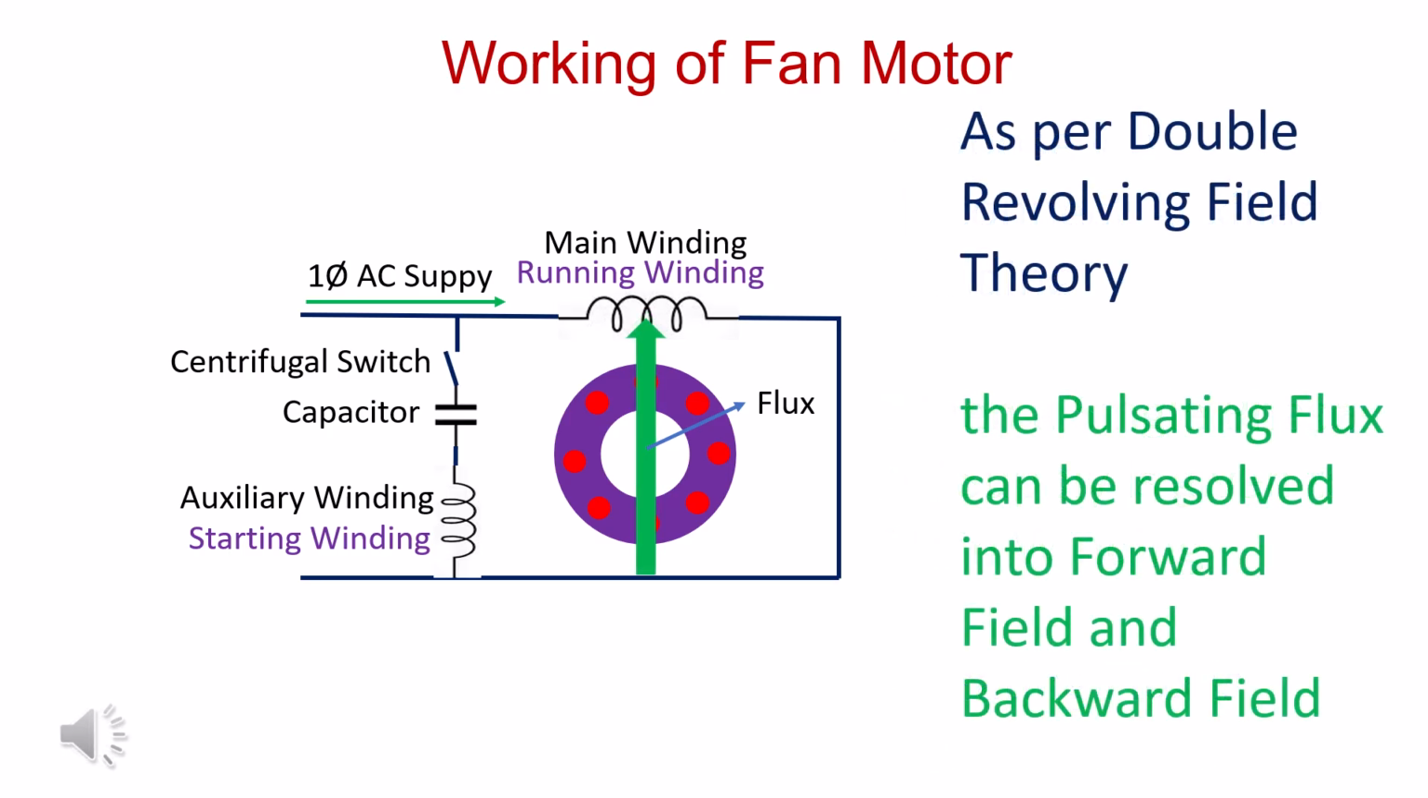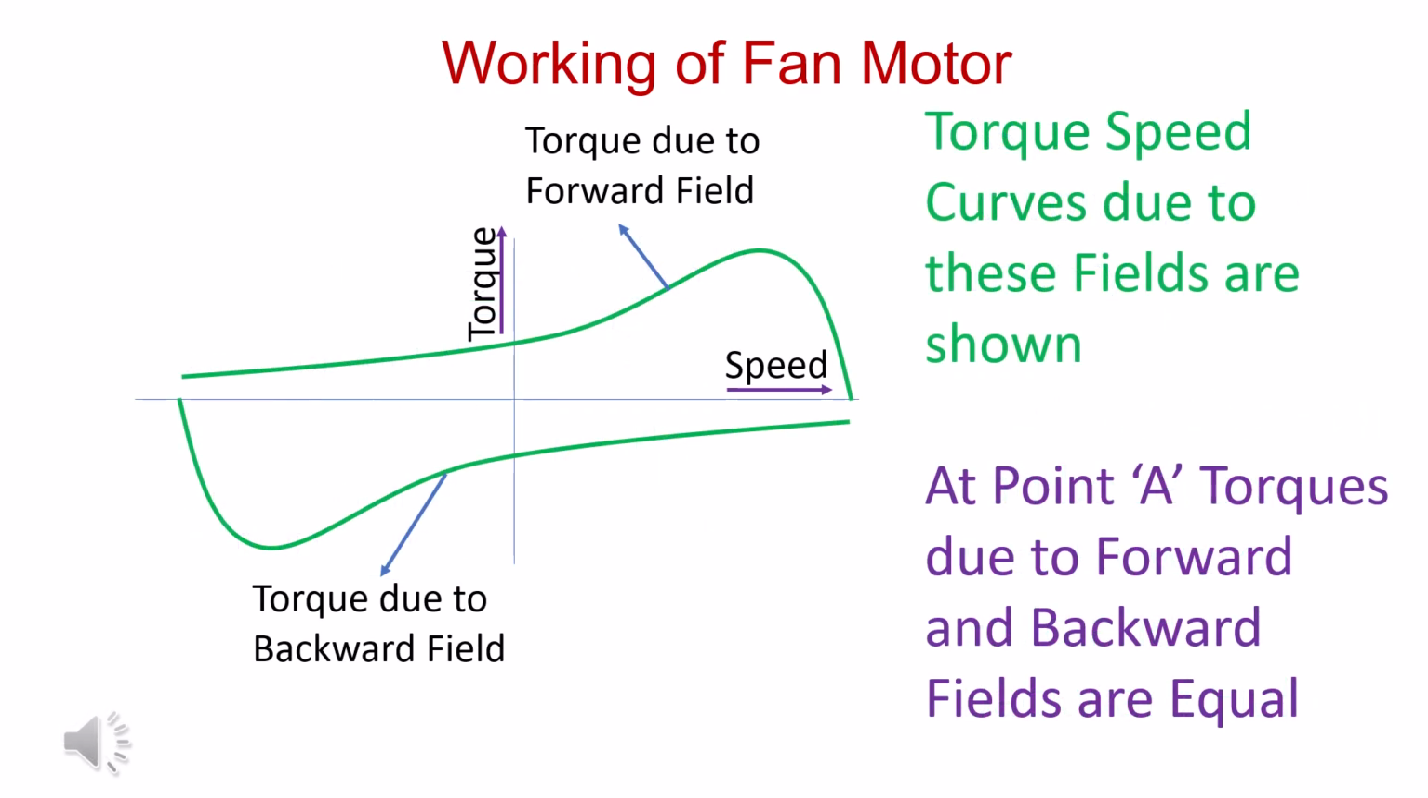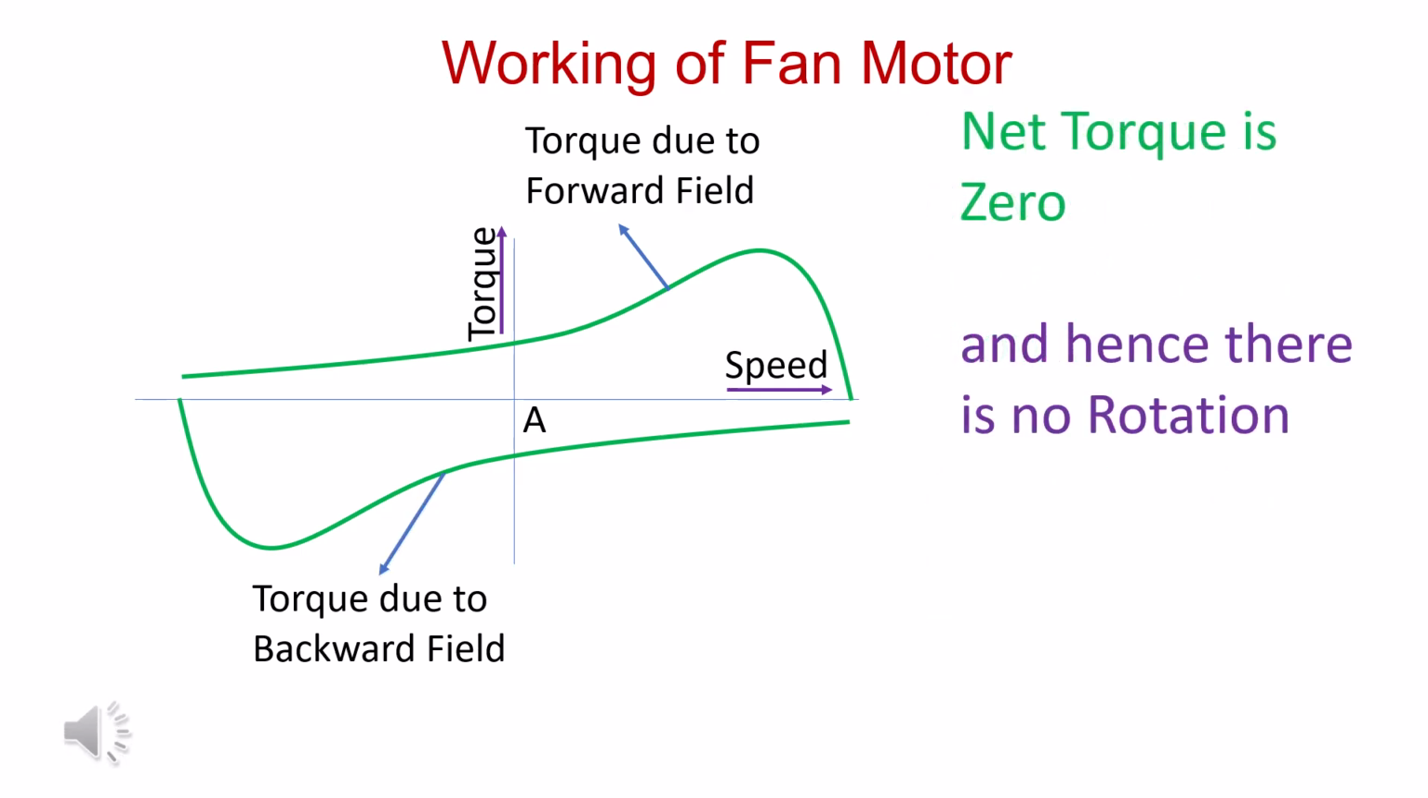As per double revolving field theory, the flux can be resolved into forward field and backward field. Torque speed curves due to these fields are shown. At point A, torque due to forward and backward field are equal. Net torque is zero and hence there is no rotation.